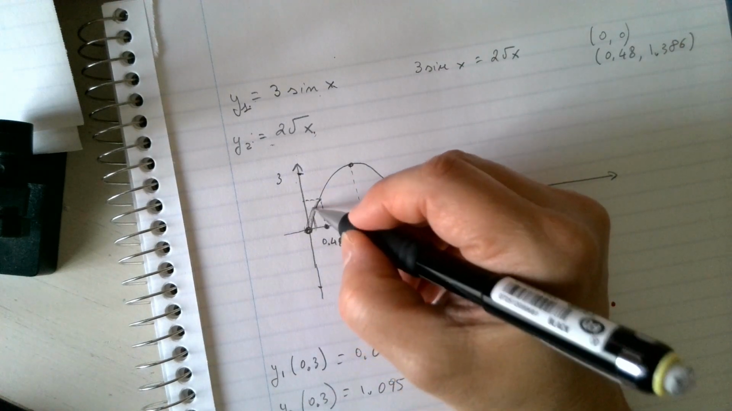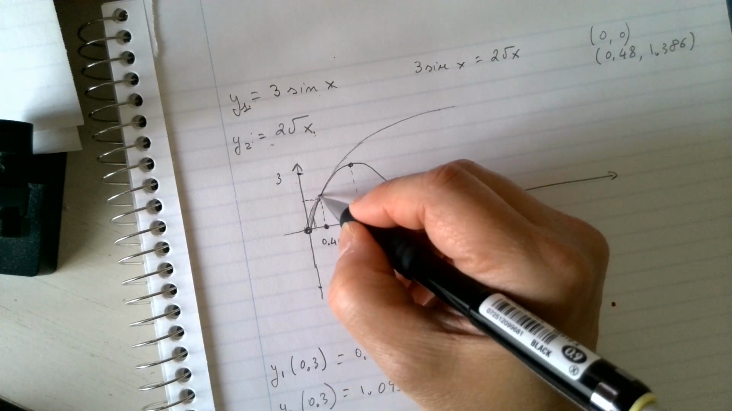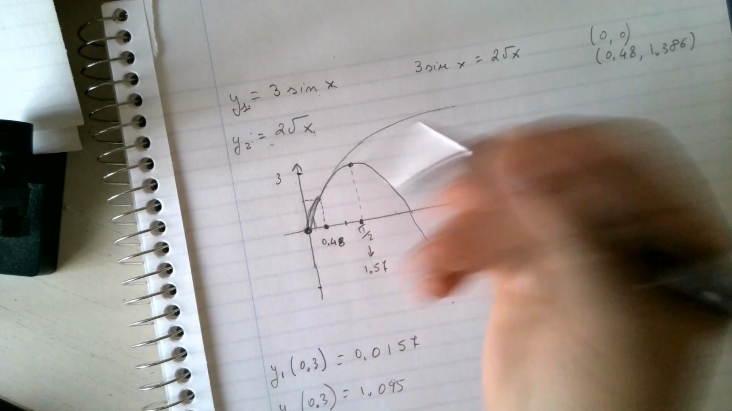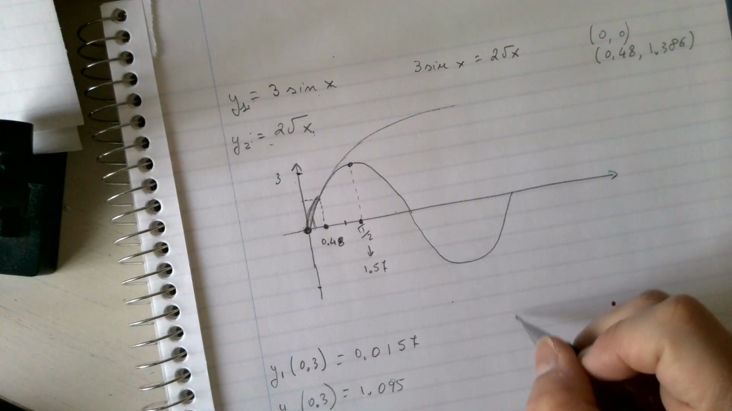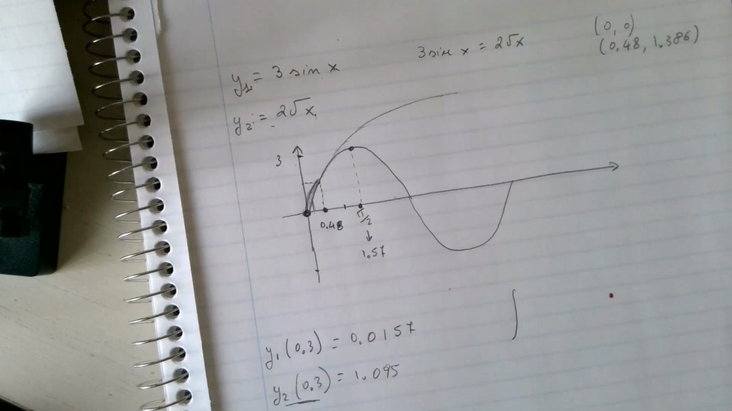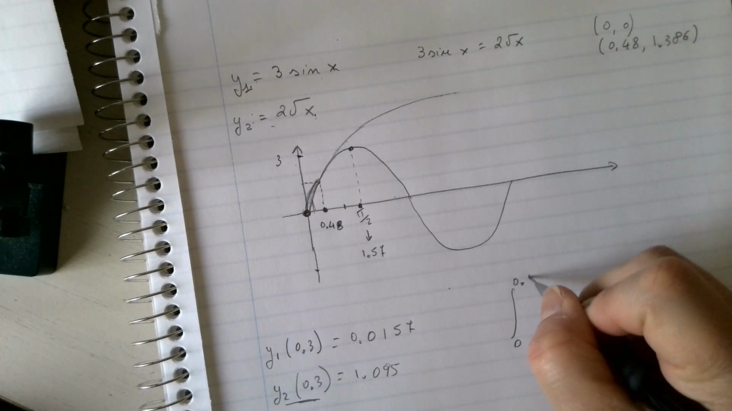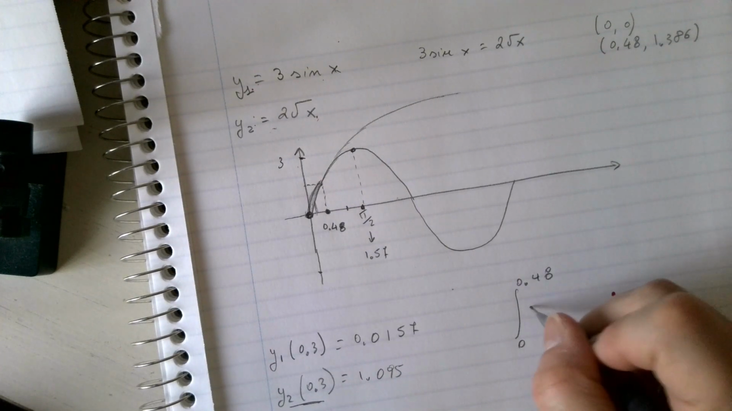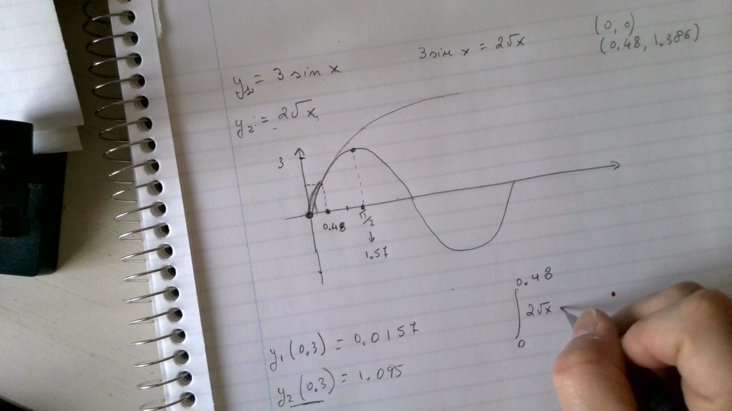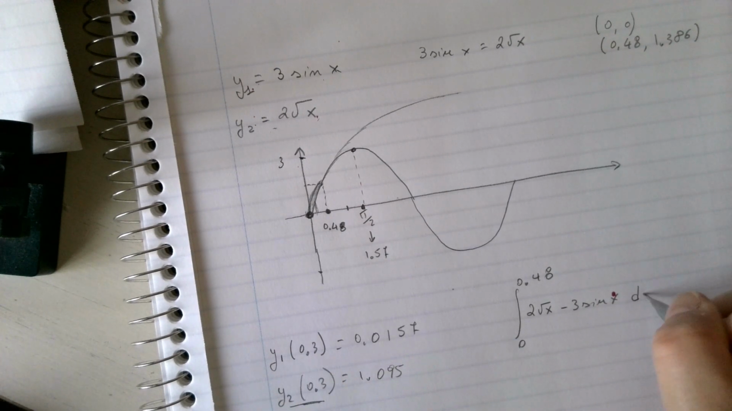So again, the picture is really weird, especially for how I draw it, but this is what is going to happen. So at this point you know that the integral has to be calculated between 0 and 0.48, obviously, and you have to do the highest, which is 2 square root of x minus 3 sine x, in dx. So this is definitely valid.